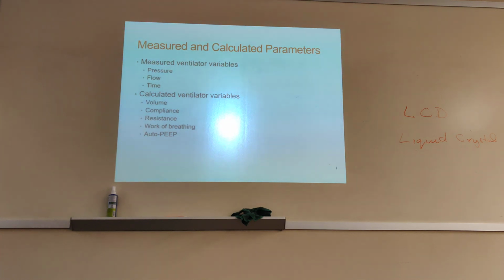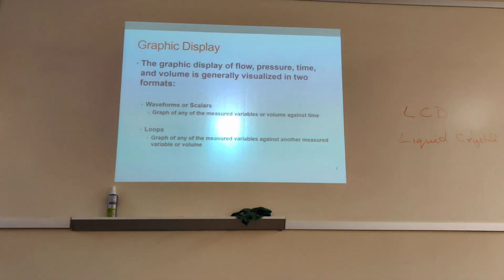Inside the ventilator, you have what they call a rate timer, a small clock there that measures time. That's the way that the ventilator is able to calculate the total cycle time and so on. And then these other ones here are calculated from the first three: the tidal volume, the compliance, the resistance, work of breathing, and the auto PEEP.